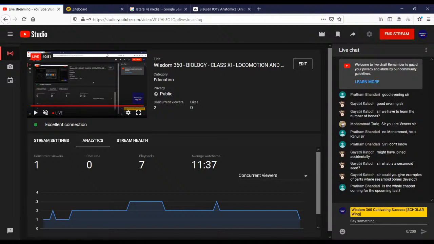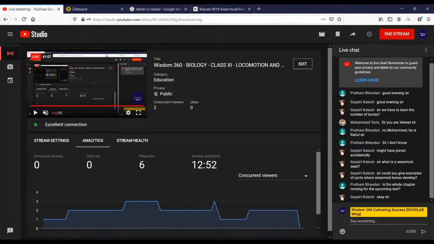For the subjective test, entire cardiovascular, meaning blood and heart both, and till muscle. For the 15 mark quiz, only muscle, nothing else. Okay, only muscle.